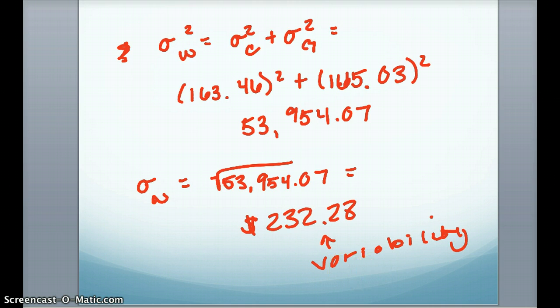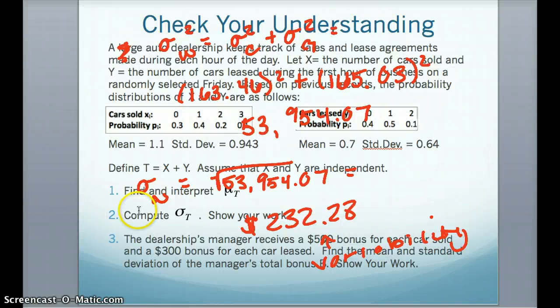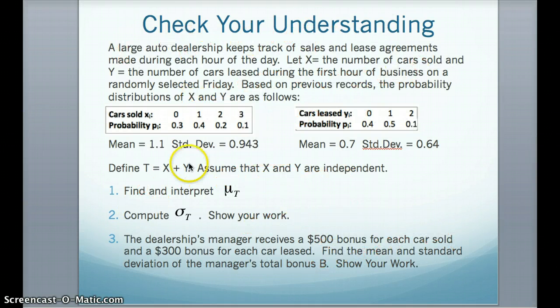Okay, so all you got left now, guys, is a quick check your understanding. You can essentially follow that last example that we just did, only this is maybe a little bit easier. Number 3 is like the last example. So you guys could do that on your own, and then we will check your understanding in class.